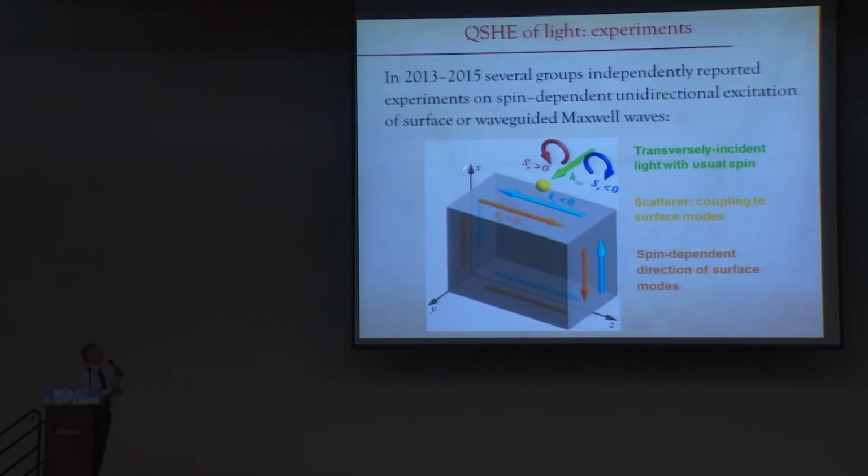So there are several experimental groups that independently reported experiments on a variety of different systems looking at spin-dependent unidirectional excitations. The typical configuration is this one here. There's a transversely incident light, and then there's a scatterer, which is this one here, coupling to surface modes, and then there is a spin-dependent direction of surface modes, which is controlled by the helicity. So the blue one pushes here, and the red one pushes in the opposite direction.